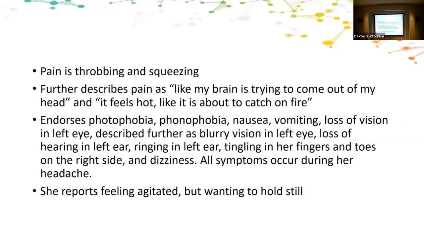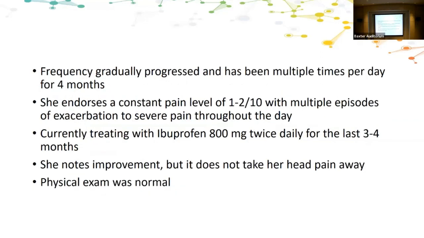Loss of hearing in her left ear wasn't true loss of hearing. It was ringing in her left ear. And then tingling in her fingers and toes on the right side, and some dizziness. All symptoms occur during her headache. She reported feeling very agitated, but feeling like it would be better if she sat still. So she had that inner restlessness, but she wanted to hold still.